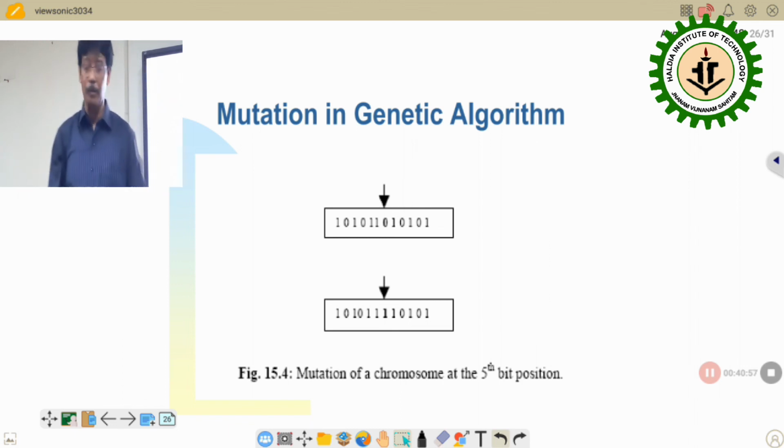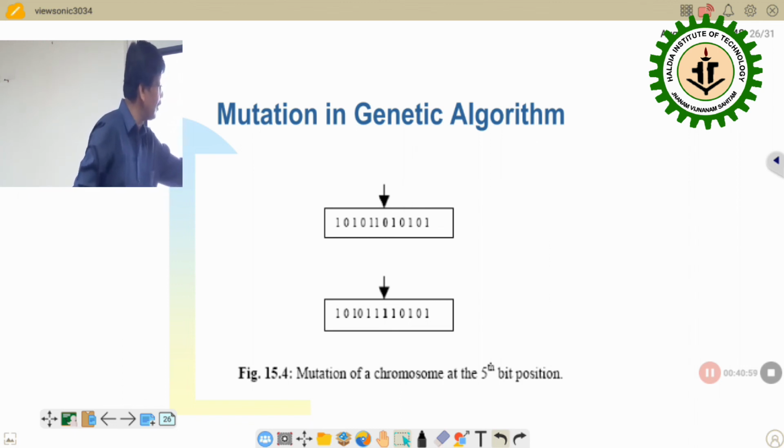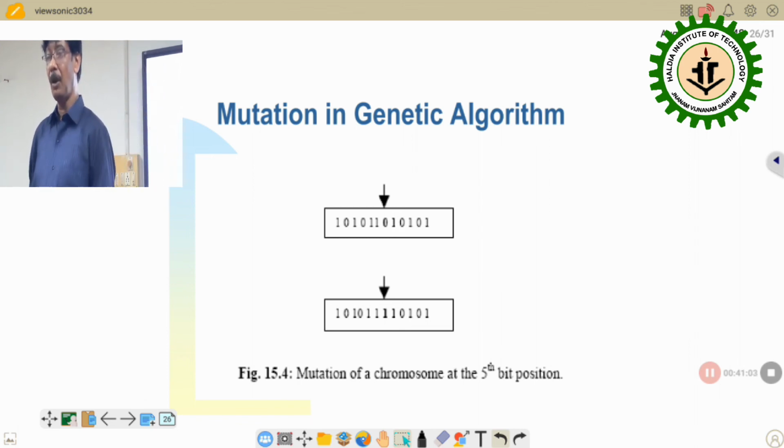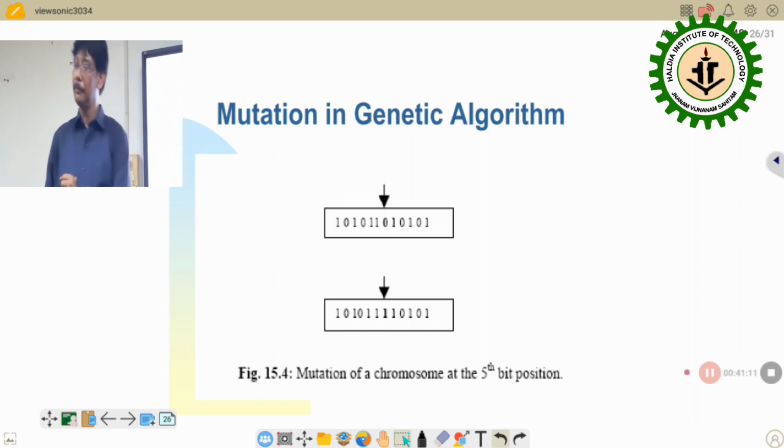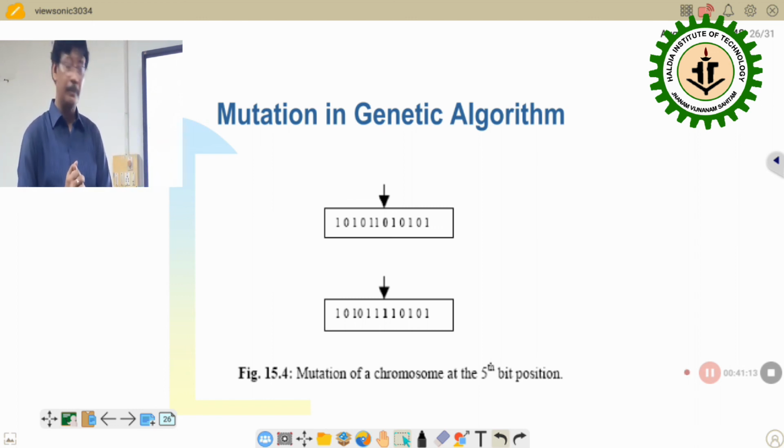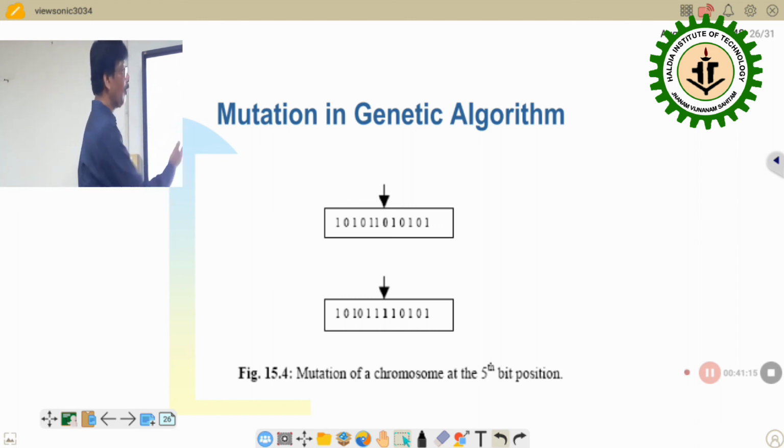So at 5, that bit will be interchanged. If it is 0, then it will become 1. You see it is 1. If there was 1 here, then it would be 0. For 1, it will be replaced by 0. For 0, it will be replaced by 1. It is called a mutation. So this is the offspring that has been produced from this parent for the next generation. So these are all about the genetic operations. One is crossover, another is mutation.